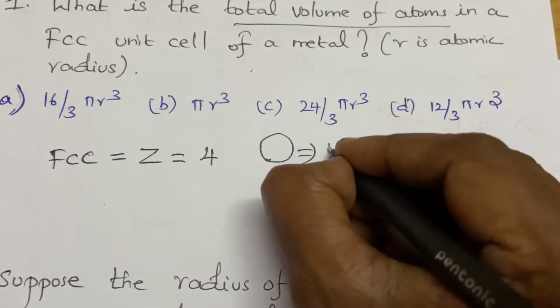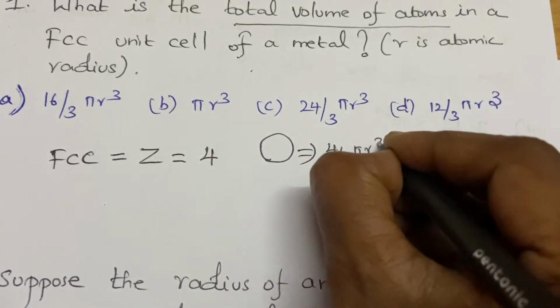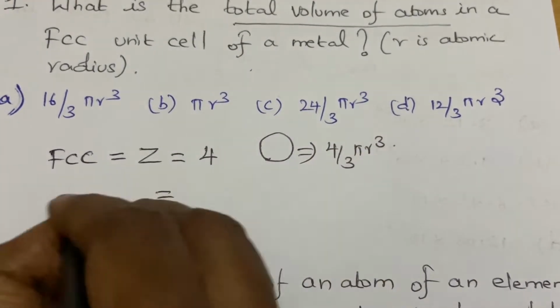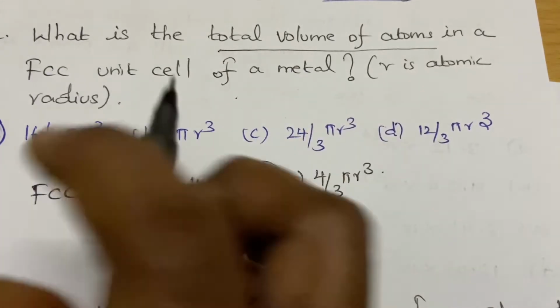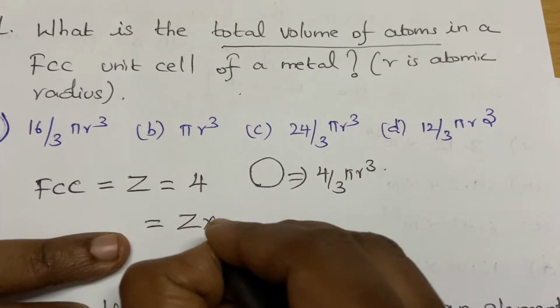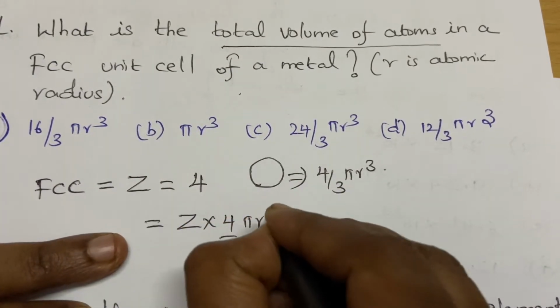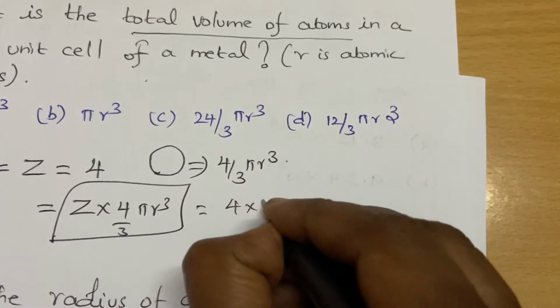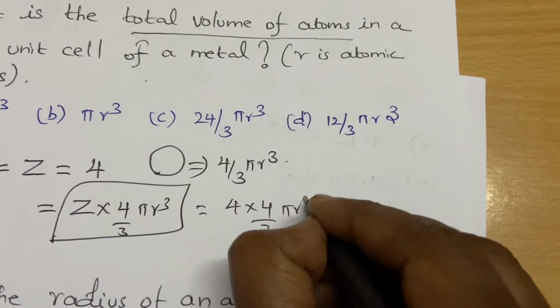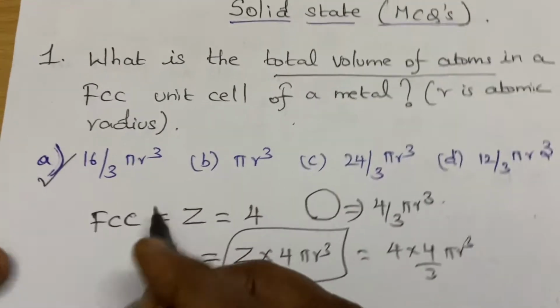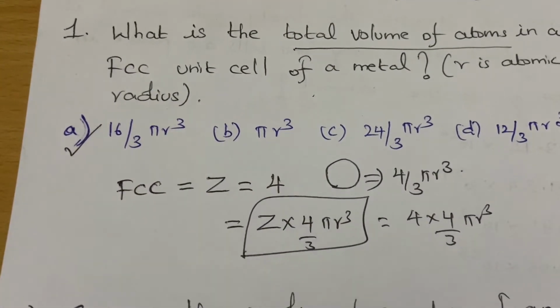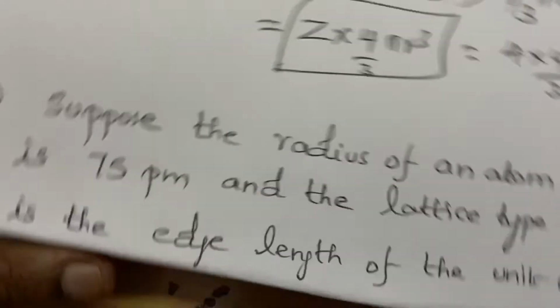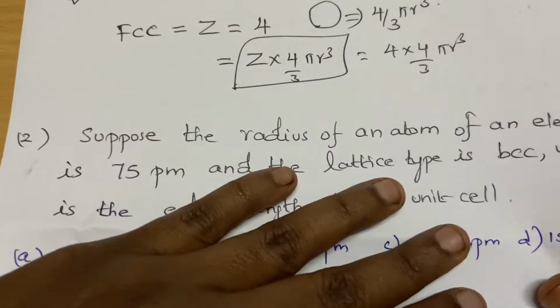The volume of one atom is what? 4 by 3 pi r cube. So the volume occupied by the atoms in FCC is Z into 4 by 3 pi r cube. This is the general formula you can use. So here it is 4 into 4 by 3 pi r cube, which is 16 pi r cube divided by 3. Okay, so they have asked the volume occupied by the atoms.